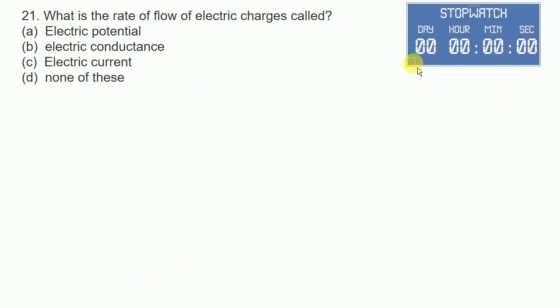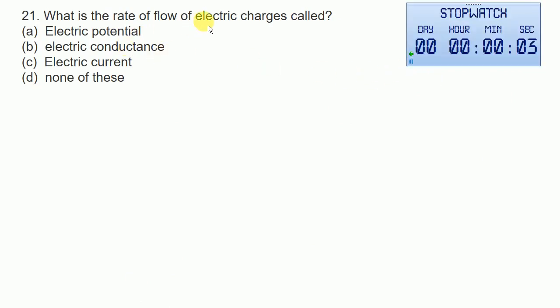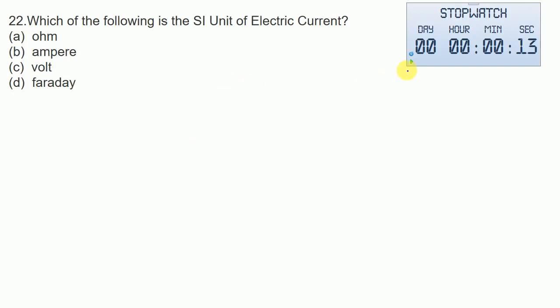What is the rate of flow of electric charges? Come on, 10 seconds. Rate of flow of electric charges. Very easy, 10 seconds only. Electric current obviously, right? Electric current, option C. Which charges? Negative charge. Okay. Again 10 seconds. SI unit of electric current. Easy. Obviously ampere is the correct option. Ampere, right? B option is the correct one.